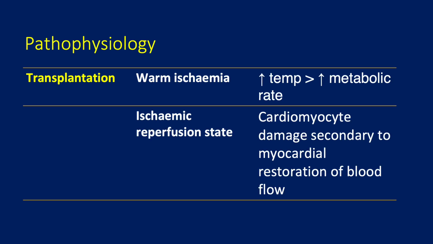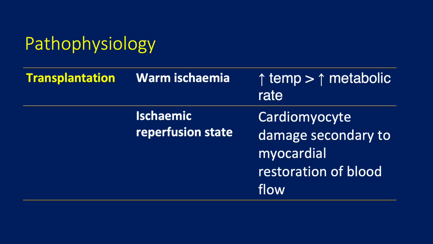On arrival of the heart at the recipient centre, the heart is removed from cold storage. The interval from this point to the release of the recipient's aortic cross-clamp is termed the warm ischemic time. During this point, the temperature rises, increasing metabolic activity, promoting the generation of oxygen-free radicals.